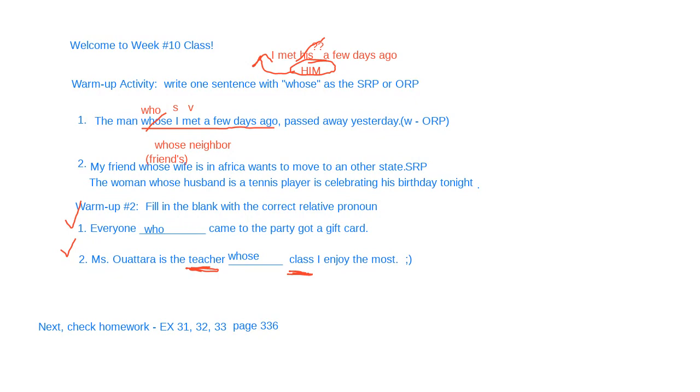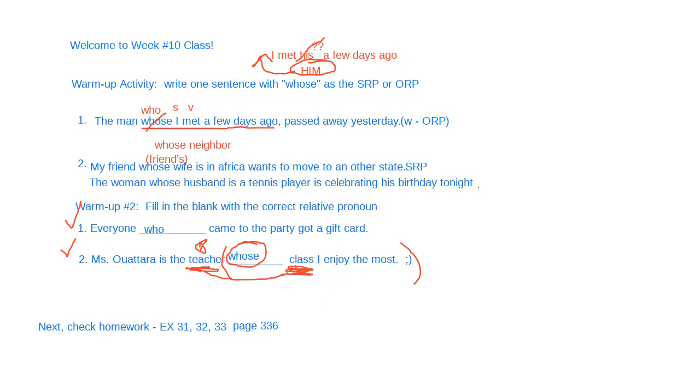And we cannot say Mrs. Ouattara is the teacher whose teacher I enjoy. We cannot have the same word that we're describing outside the clause be the same word that's listed or written in the clause. So remember, we are replacing. So teacher is the word replacing the adjective clause. So this means the teacher's class. Okay, so we cannot put whose teacher. Make that clear to everybody.